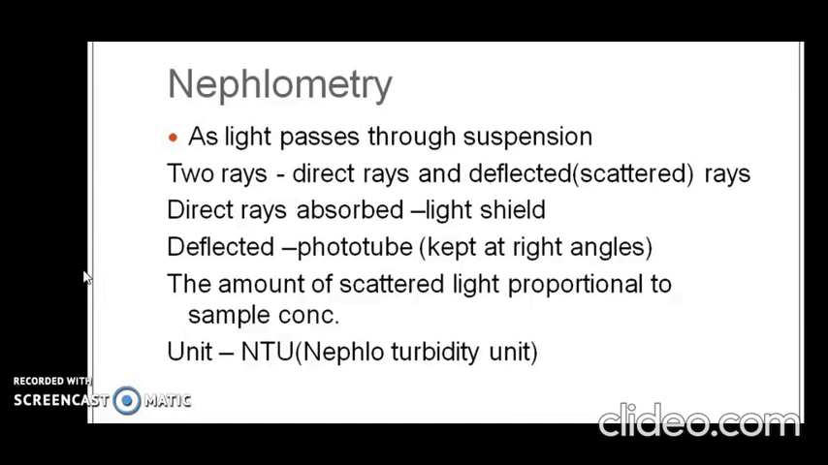As the light passes through the suspension, two kinds of light rays are produced: direct rays and deflected or scattered rays. The direct rays are absorbed by a light shield as they are not measured by nephelometer. The scattered rays, which undergo scattering to an extent of 90 degrees, are sensed by a phototube. It is kept at right angles to the sample tube. The amount of scattered light that comes out of the sample suspension is directly proportional to the concentration of the sample compound. And the turbidity is measured in terms of NTU, that is nephelometric turbidity unit.